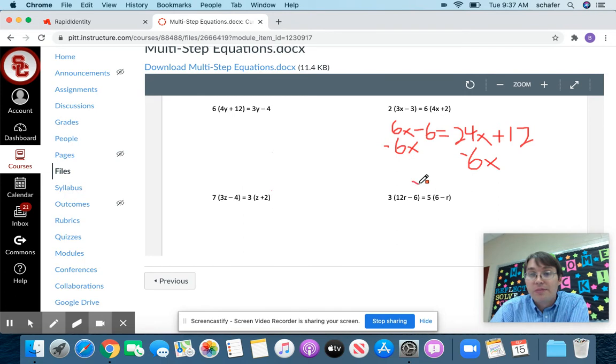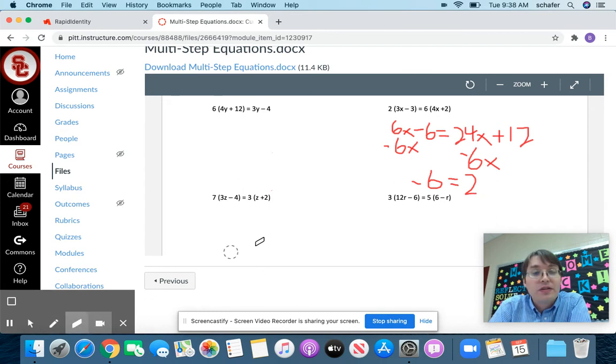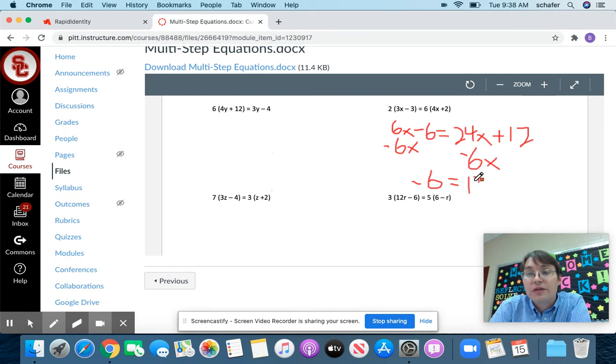Okay, going to be negative 6 equals, what is 24 minus 6? Well, I know that 24 minus 20, the 24 minus 4 equals 20. You hear me doing it again. And I know that 4 plus 2 equals 6. So 18x plus 12.